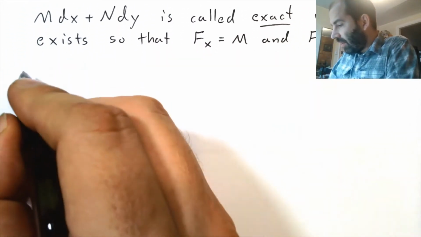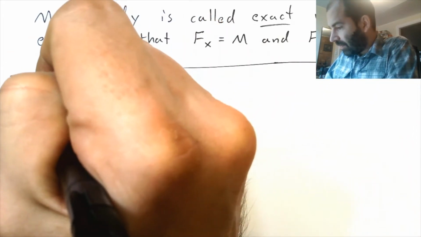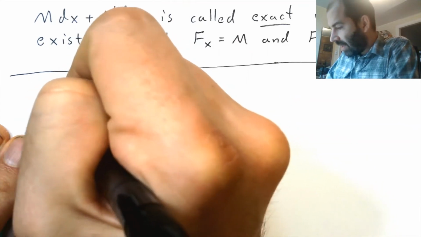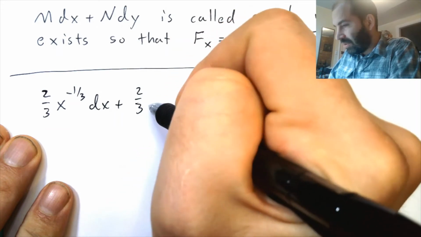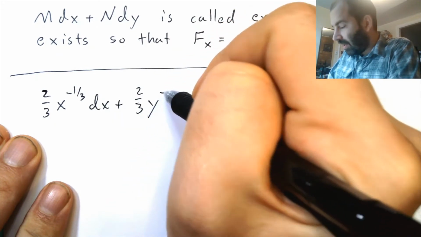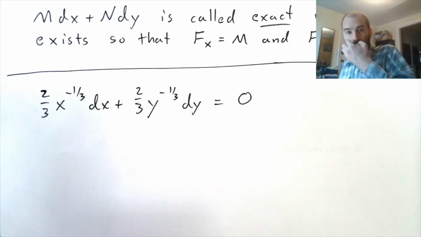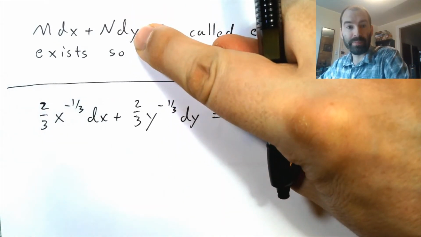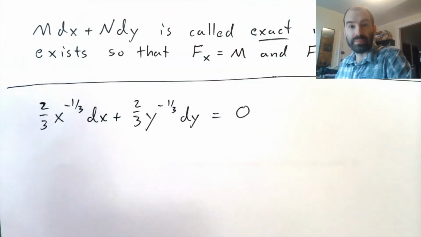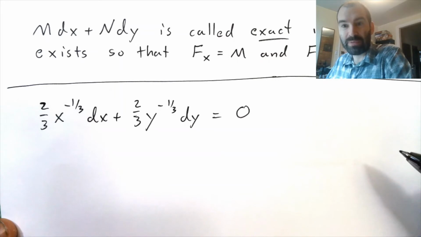Okay? So the first example that I want to look at is this one. We'll do 2/3 x to the negative 1/3 dx plus 2/3 y to the negative 1/3 dy equals 0. That is certainly something of this form, right? Okay, so can we find the function that this came from?